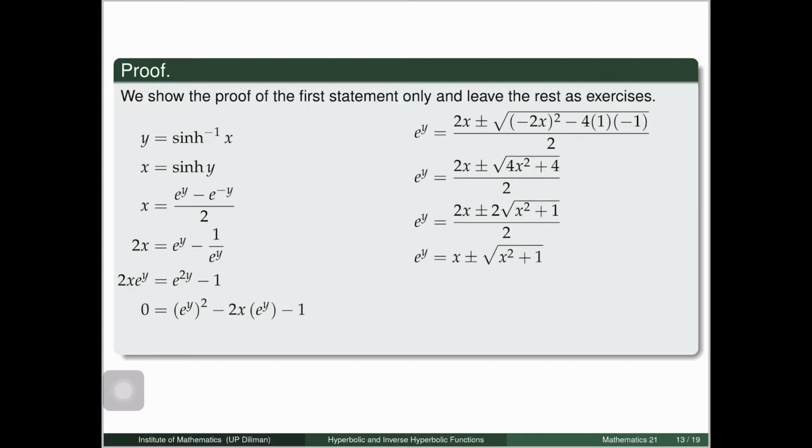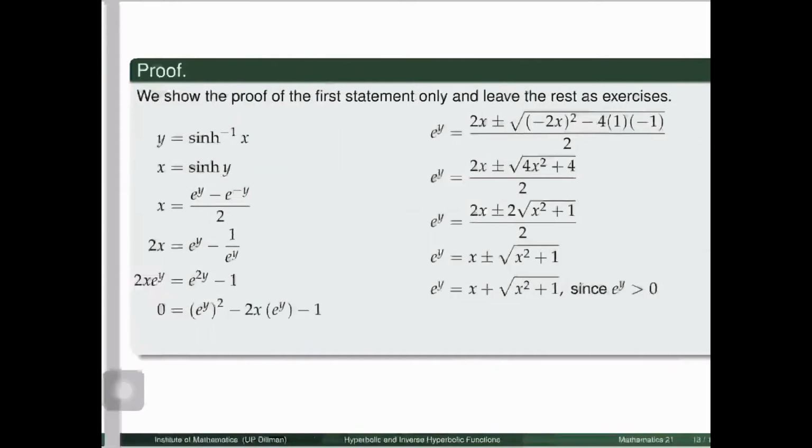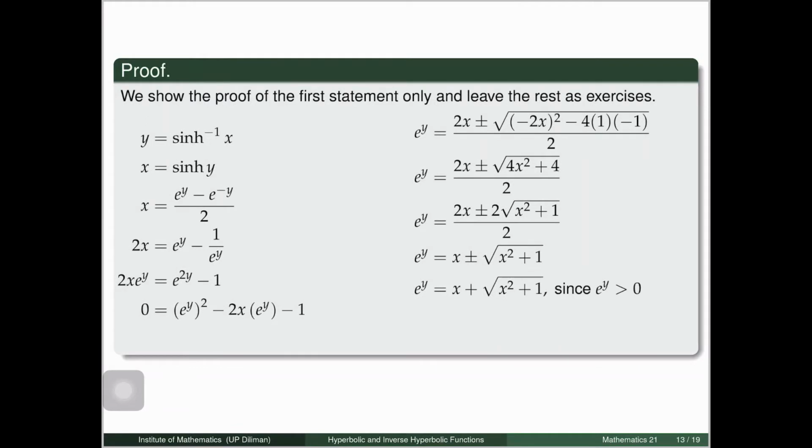Tapos ano kaya mapapansin natin? X plus square root of x squared plus 1 is definitely non-negative. Actually positive siya. Pero kapag kinuha mo yung minus, it becomes negative. So dito, we get na yung e to the y is just equal to x plus square root of x squared plus 1. Hindi pwede yung minus. So recall nyo lang yung definition ng exponential at saka logarithm to get this expression.